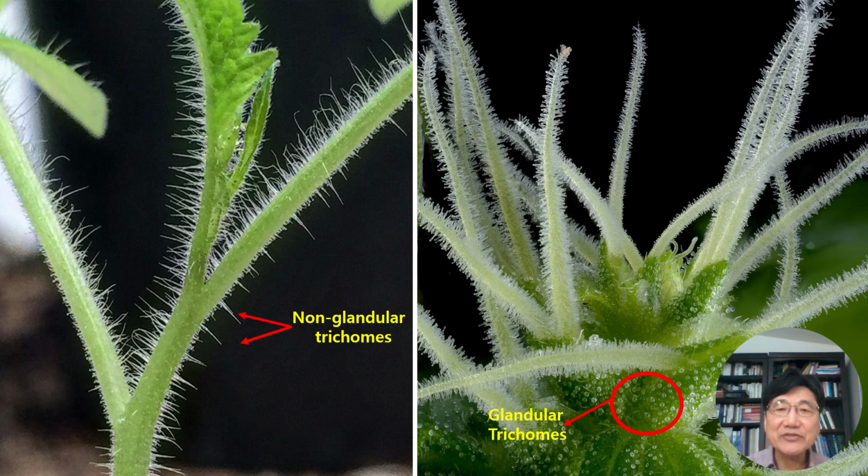These photographs show non-glandular and glandular trichomes. As you can see in the left photograph, non-glandular trichomes are single cell and occur on all parts of the plant except the roots. However, glandular trichomes are primarily distributed on floral bracts and sugar leaves of female plants. They play a role to evade attacks from insects.